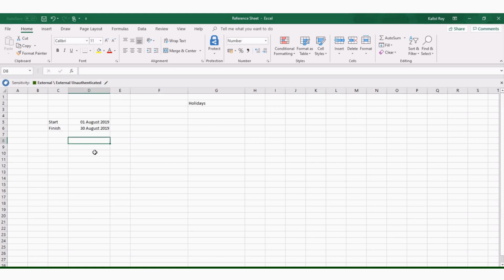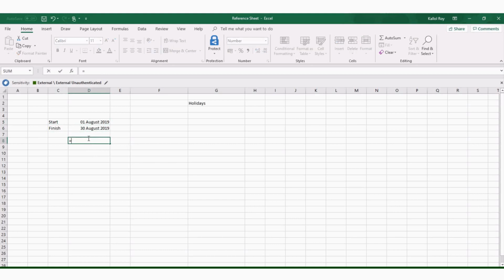NETWORKDAYS function. The NETWORKDAYS function basically calculates the working days between two dates. Here I have a start date and a finish date. Now I need to calculate the working days between these two days.